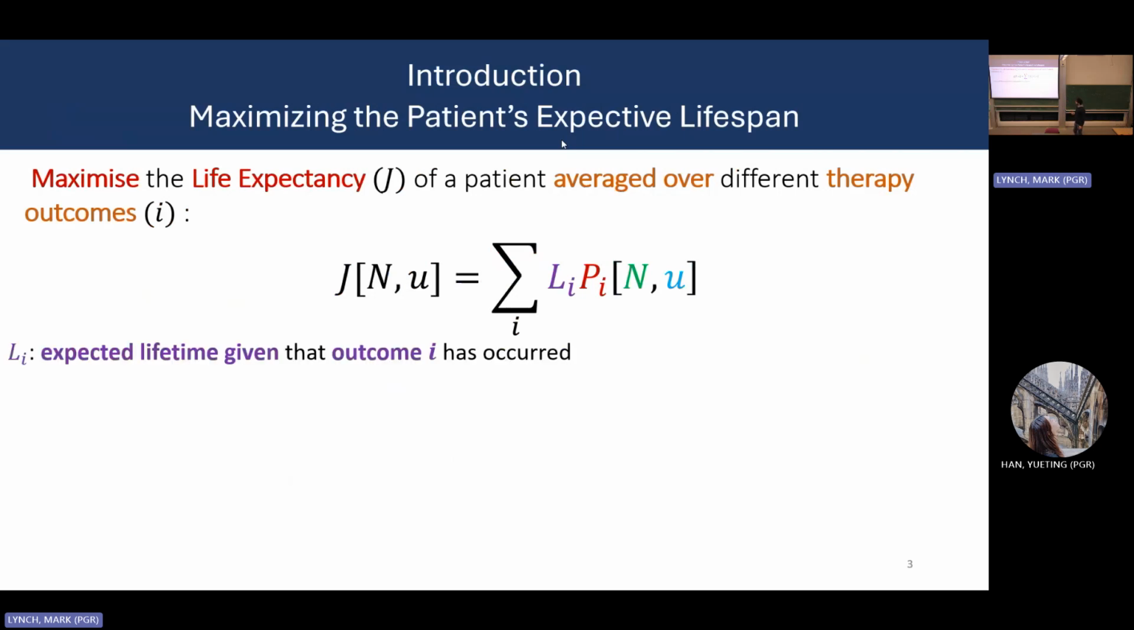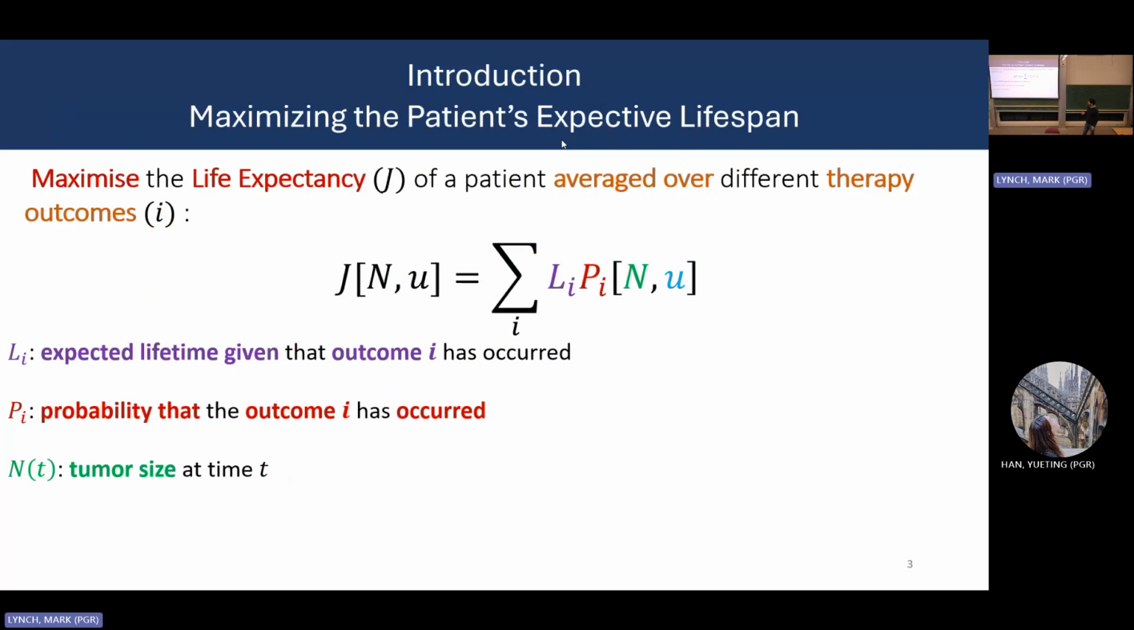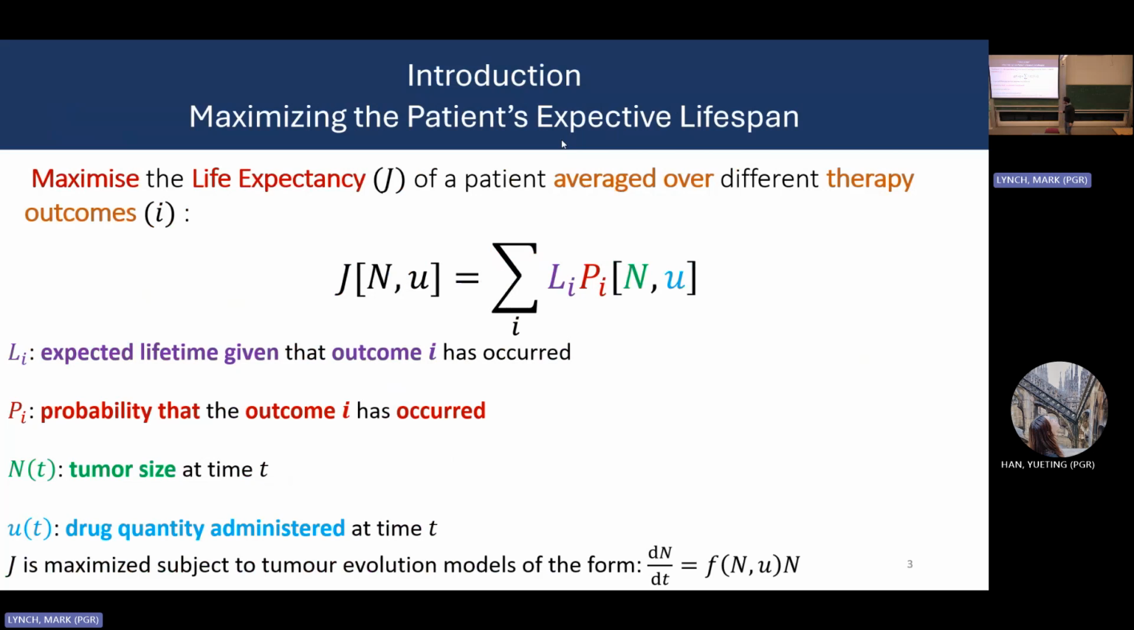where Li is the expected lifespan of the patient given that an outcome I has occurred. Pi is the probability of the outcome I occurring, and this is a functional of the size of the tumor N, and also on the drug quantity administered Q. So the optimization problem was to maximize J, so find the drug regimen Q, which is a function of time, that maximizes J, subject to nonlinear tumor growth models.